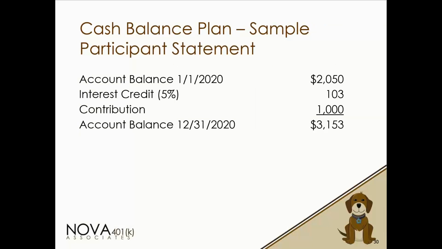Here's a cash balance plan sample participant statement. In this example, the participant, who is obviously a non-highly compensated employee, had an account balance of $2,000 on 1/1/20, gets the 5% interest credit as defined in the plan document, gets a $1,000 contribution as defined in the plan document, and their account balance at 12/31/20 is $3,100. You and I can all calculate this out through 2025 following the exact same cookie cutter formula, so we could tell the plan sponsor what the liabilities will be a year out into the future. Very easy.